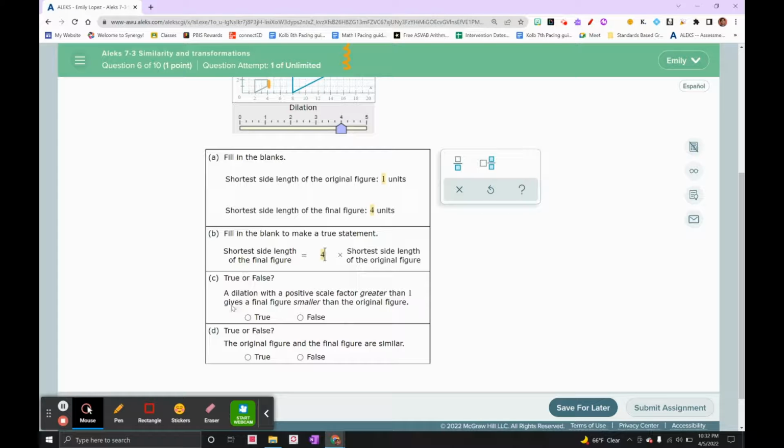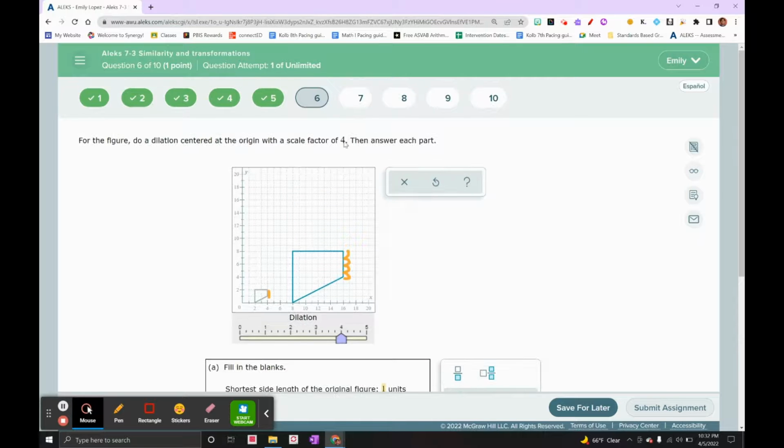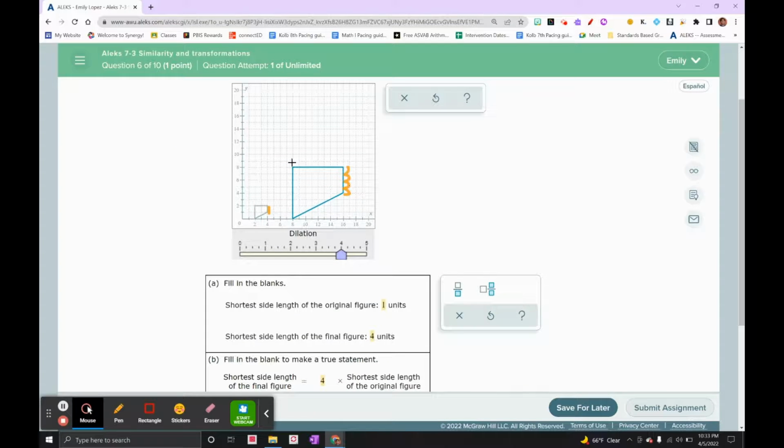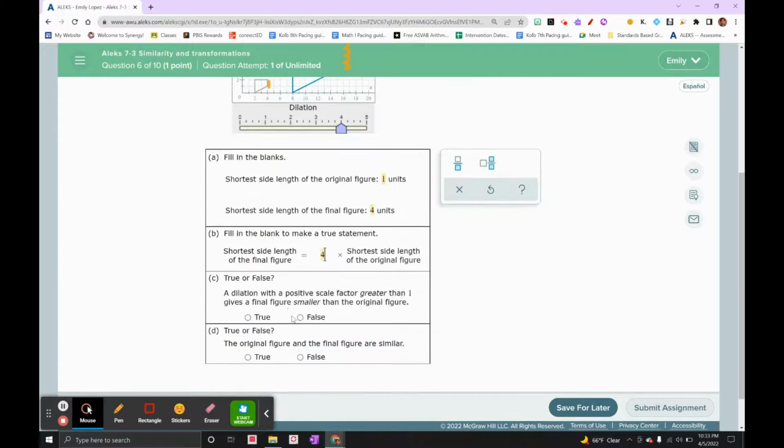True or false, a dilation with a positive scale factor greater than 1 gives a final figure smaller than the original figure. So if the scale factor is greater than 1, in this case 4, which is greater than 1, did we have the figure smaller than the original? The answer is false. If it's bigger than 1, you make it larger that many times. So this is 4 times bigger for this example.